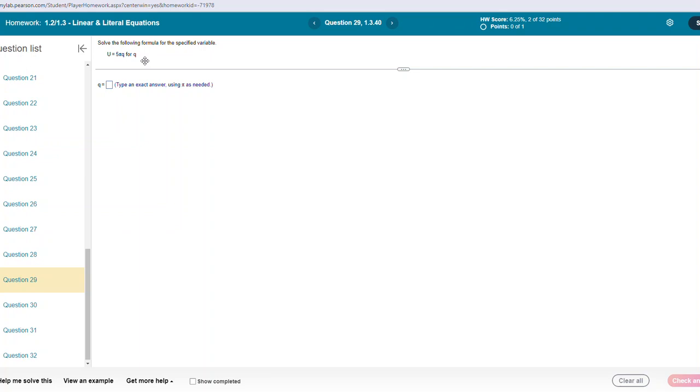Well, I think that's a pi. So this is 5 pi Q, multiplying 5 pi and Q. To get Q by itself, since I'm multiplying Q by 5 pi, what do I have to do to get Q by itself? Divide. Yeah. So you would have U divided by 5 pi, I think.